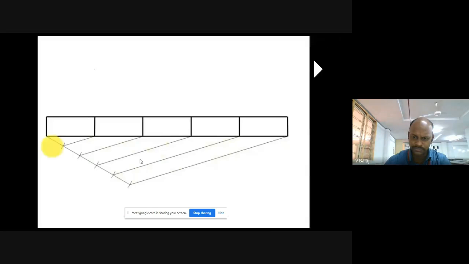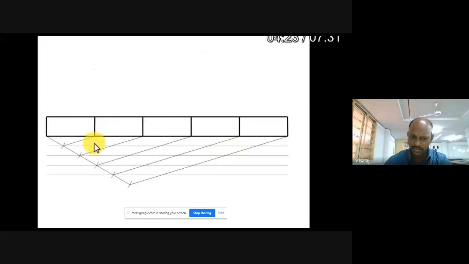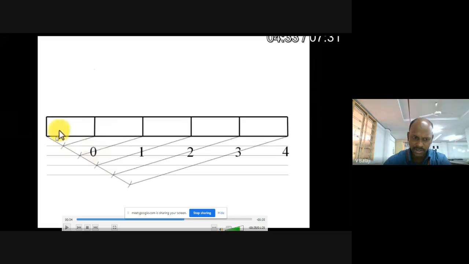Now, numbering system. Whenever you draw something, you put a numbering system for convenience. For example, here intentionally I kept this first part without any numbering. I have started at the end of the first part: 0, 1, 2, 3, 4. I will tell you why we have not started 0 from here. I will explain.